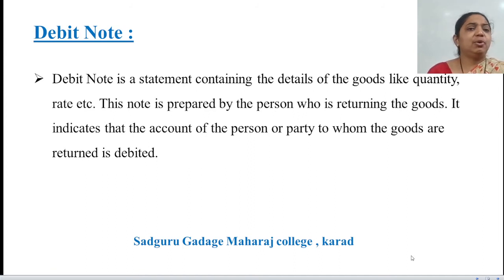So what is a debit note? It is a statement which contains the details of the goods like quantity, rate, etc. This note is prepared by the person who is returning the goods, and it indicates that the account of the person or party to whom the goods are returned is always debited.